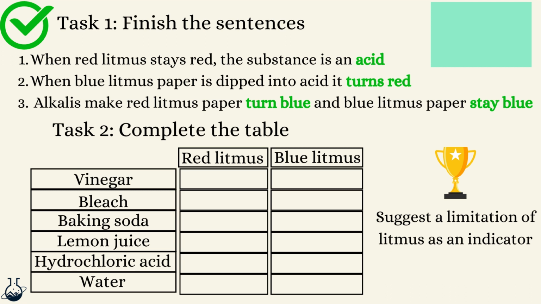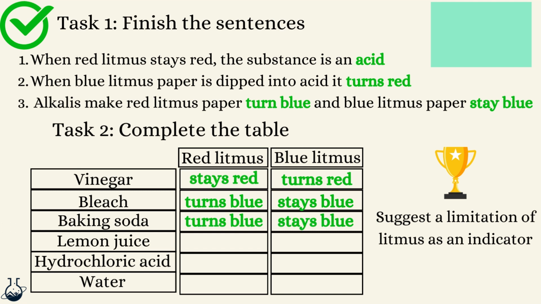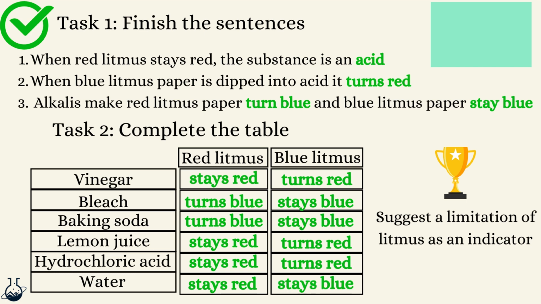Moving on to task 2 then, which applies knowledge of certain substances to their properties using litmus paper. Vinegar is acidic, which means red paper stays red but turns blue paper red. Whereas bleach is alkali, so makes red paper turn blue and blue paper stays blue. Baking soda is also alkali, so does the same as bleach. Lemon juice is acid, along with hydrochloric acid. And water is neither, and so does not change the colour of red litmus paper, it stays red. And blue paper stays blue.